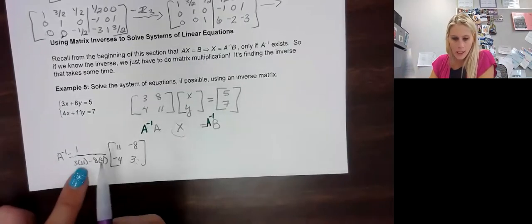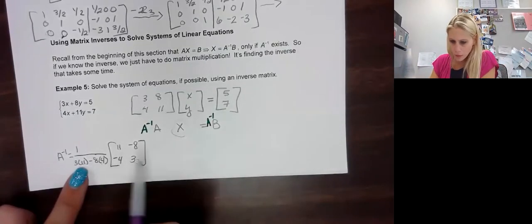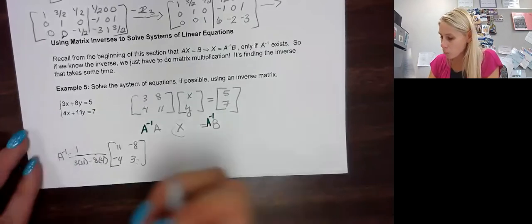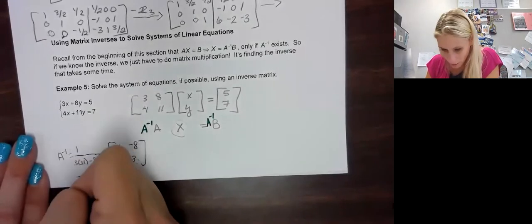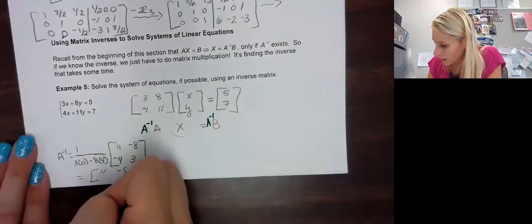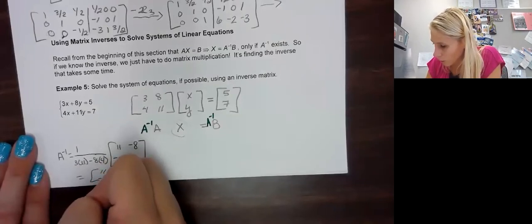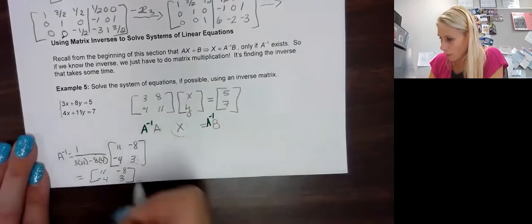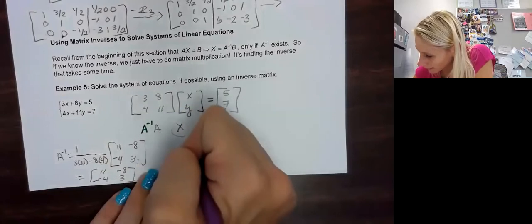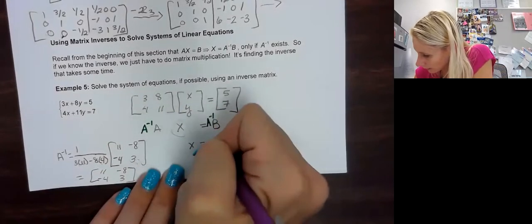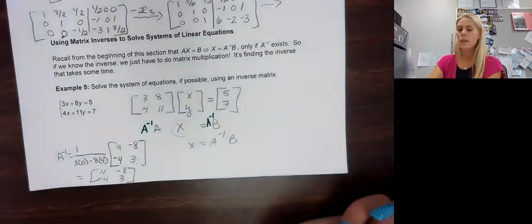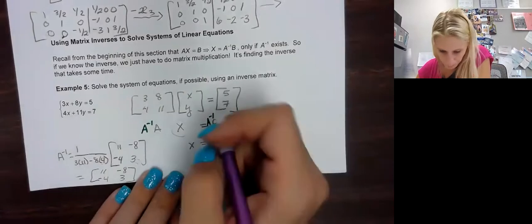33 minus 32, which is 1. Isn't that nice that they came out correct? So our inverse is 11, negative 8, negative 4, 3. Okay, we found our inverse. So now we are going to solve for X by saying that X equals the inverse of A times the matrix B. So let's do that.